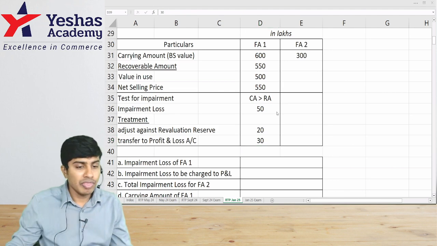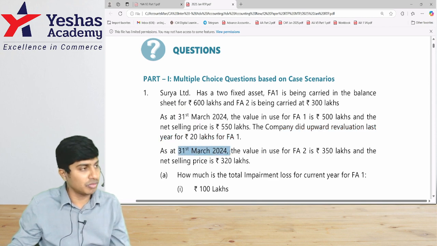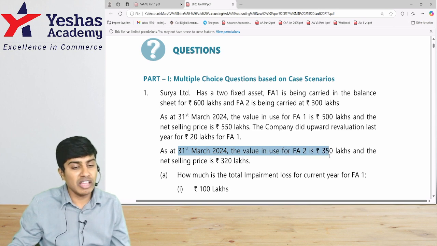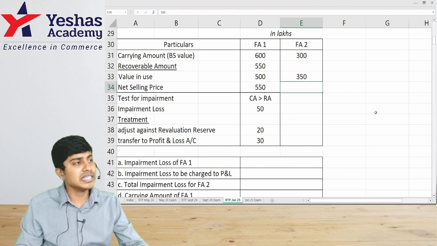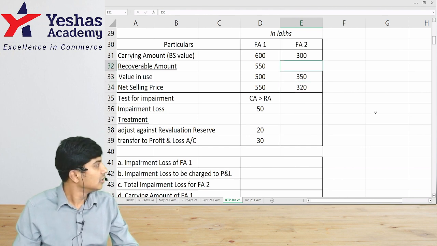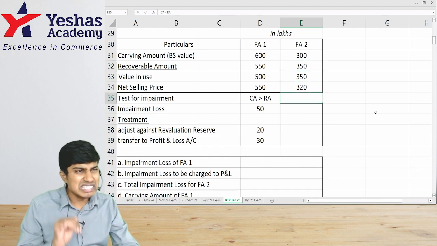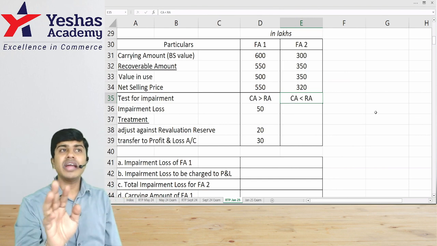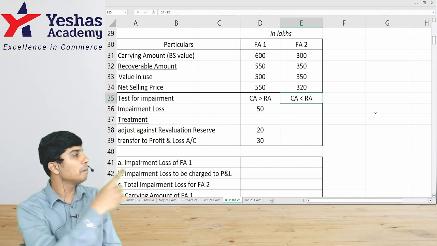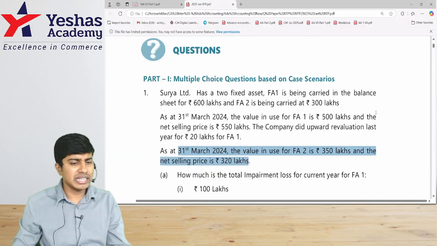Everyone got this? Then the next part of information in the question says, as at 31st March 2024, value in use for FA2 is 350 and net selling price is 320. Value in use 350, net selling price 320. Whichever is higher. Very good. When you test for impairment, observation is carrying amount is lesser than recoverable amount. There is no problem with FA2. You are not impaired. There is no impairment loss on FA2. Should you book any impairment loss? No impairment loss. That's the end of the question.